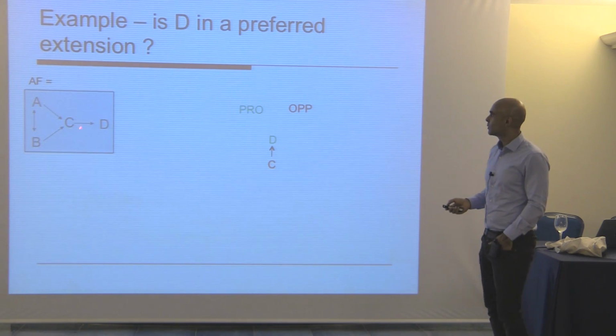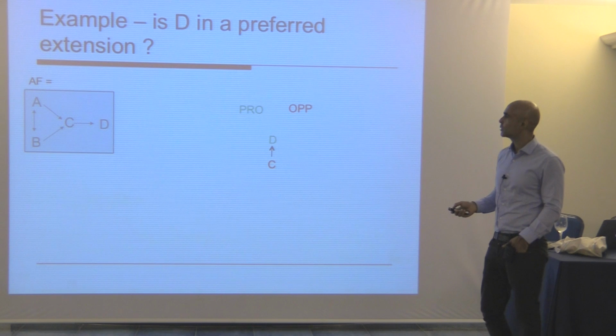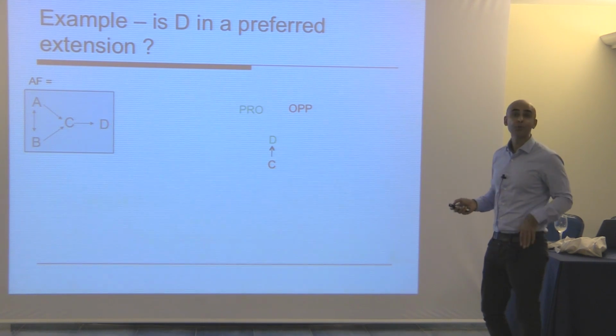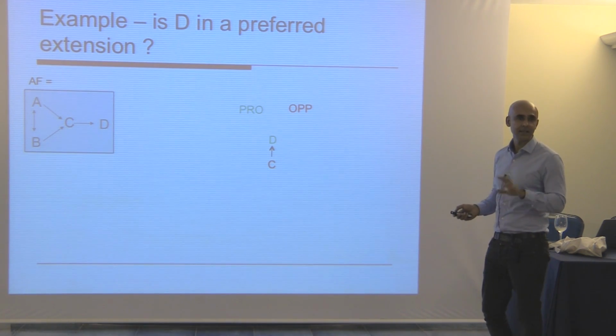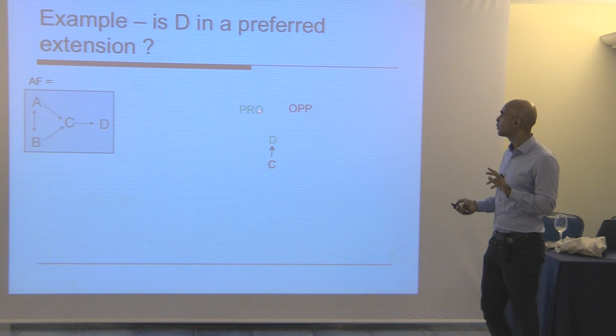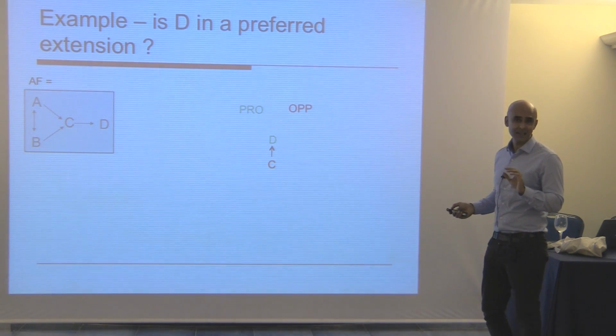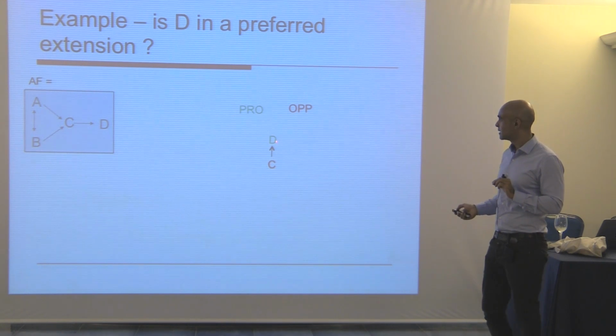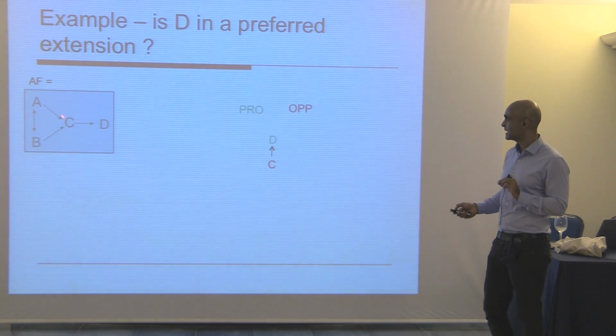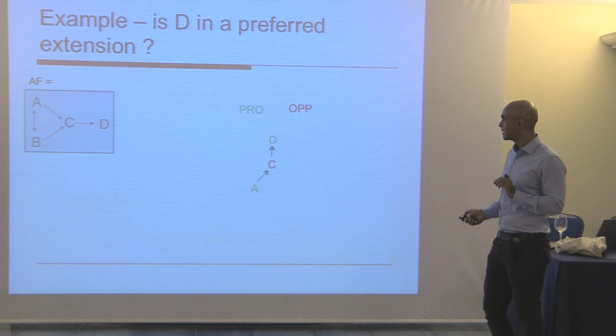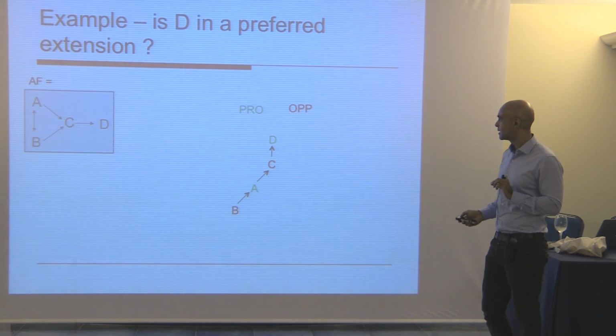Now let's have a look at this framework. Do you remember that there were two preferred extensions, and D was in both, AD and BD. Okay, so supposing Pro wants to show that D is in a preferred extension. So Pro moves D, Op counterattacks with C, Pro moves A, Op moves B because B attacks A.